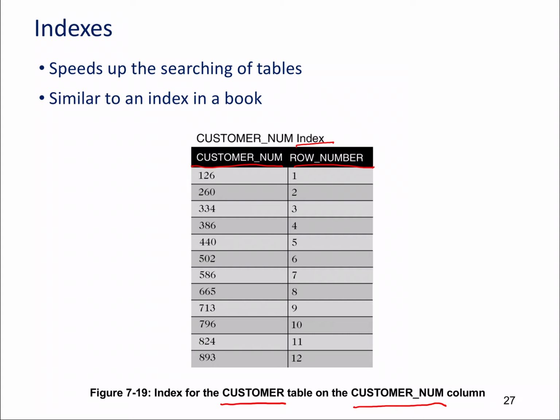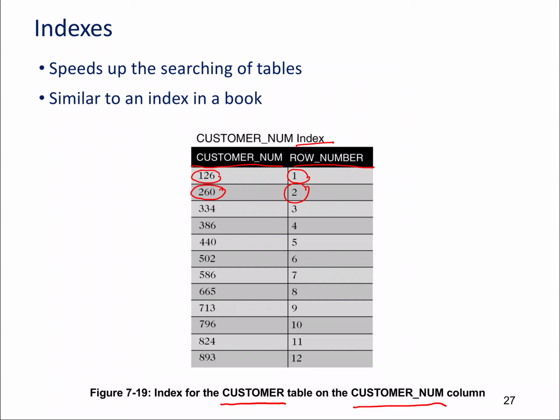So it says that customer number 126, this record, is located at the first row inside the table. Similarly, customer number 260, this customer, is located at row number 2 inside the table, and so on.